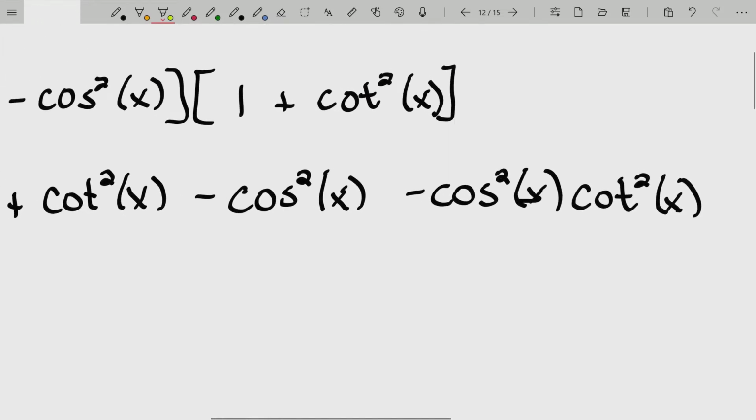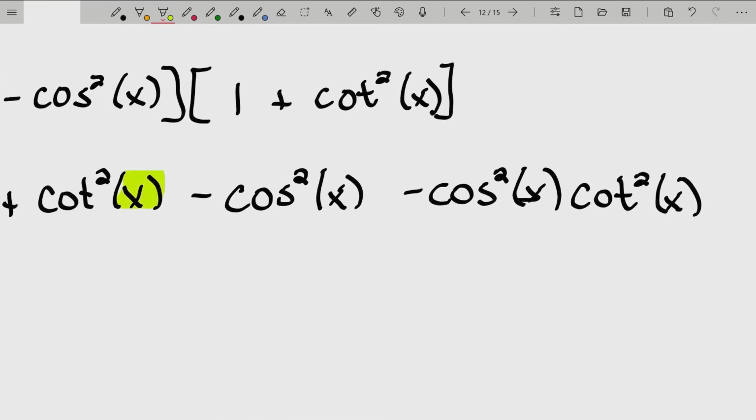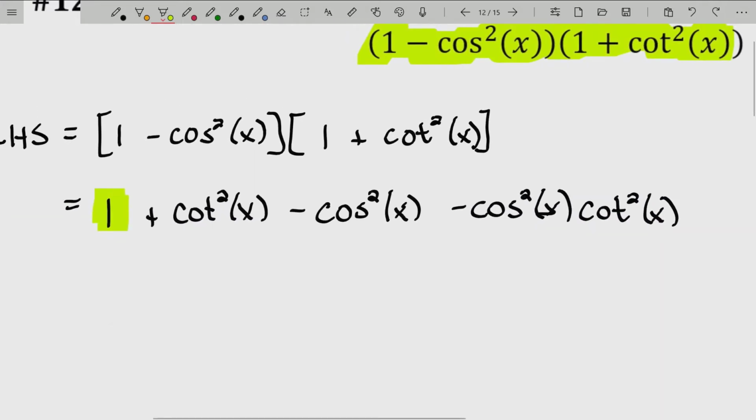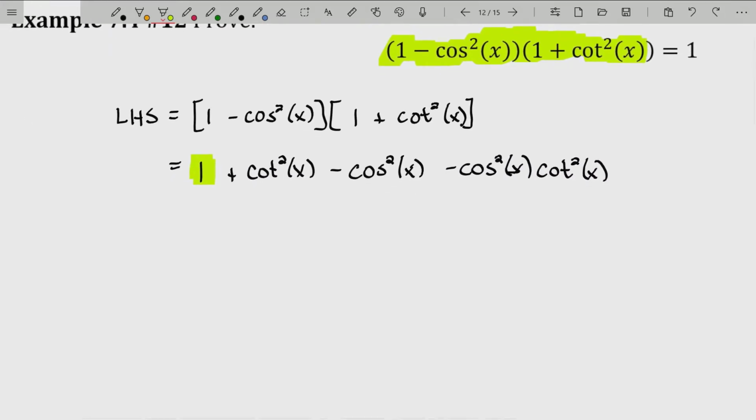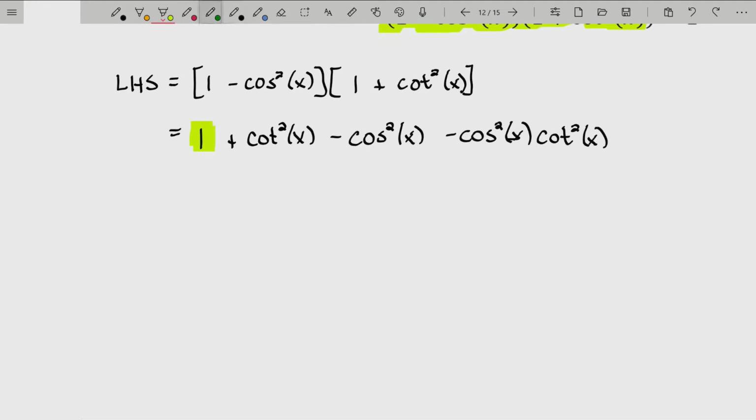Or if I take the very first of these trig functions, the cotangent squared, and group it with this negative cosine times cotangent squared, I can factor out a cotangent squared from those two. And I'll be left with a 1 minus cosine squared, which is a sine squared. So that's another way to tackle this. So let me showcase some of the different ways you can do this.